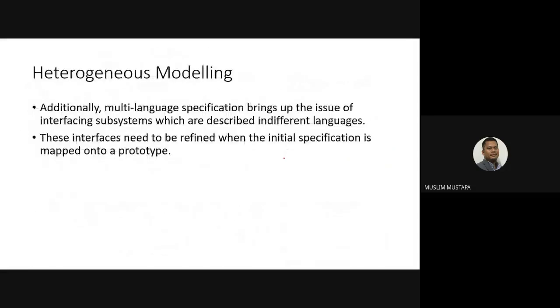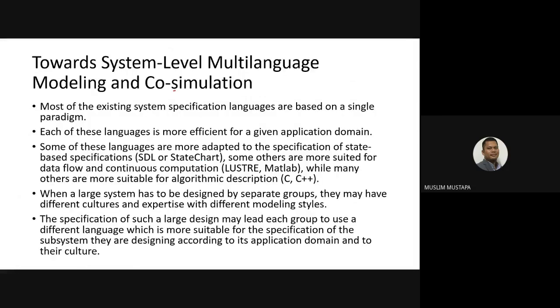All right. Okay. Additionally, multi-language specs bring up the issue of interfacing subsystems which are described in different languages. This interface needs to be defined. Okay. The challenge in multi-level modeling and co-simulation, right? So when heterogeneous, right?